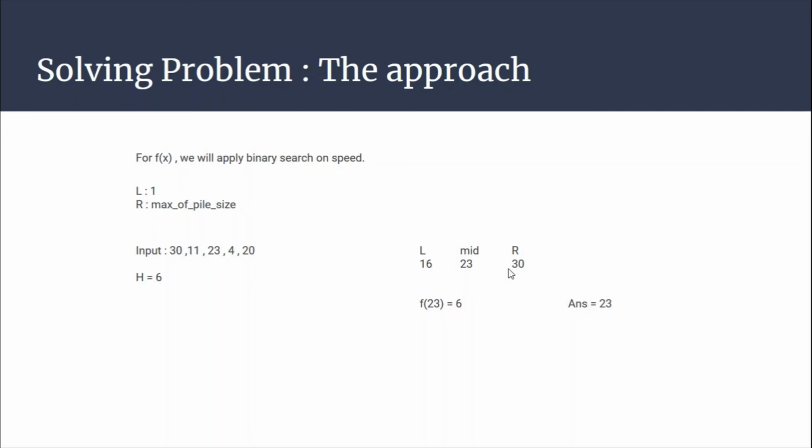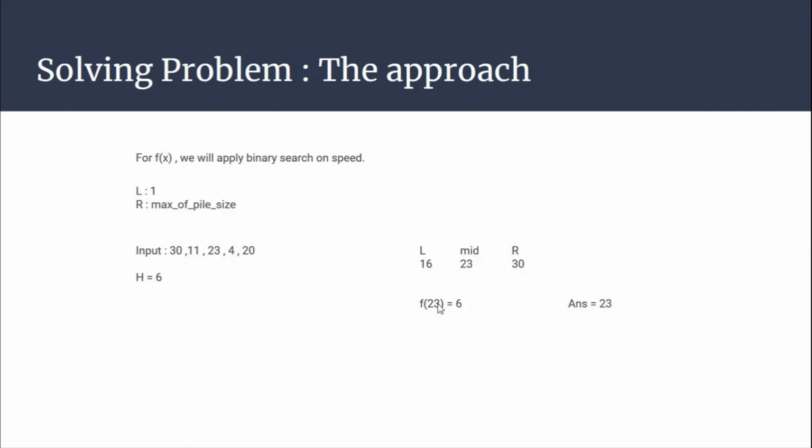R would not change. Now we would calculate mid again. So mid would come out to be 23, and now we evaluate the function on 23. Now on x equals 23, we see that f of x is less than or equal to h. That means 23 is one of the possible solutions. So we minimize the answer with answer equals minimum of answer comma 23. Since at the current speed 23 we are able to finish eating all of the bananas in less than or equal to h time, answer is now minimized and becomes 23.